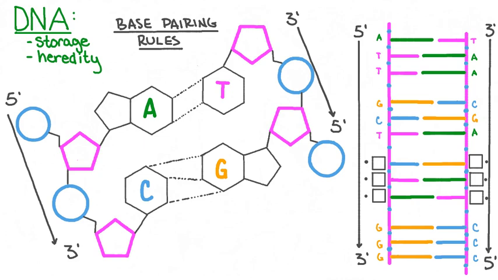If the nucleotide sequence on one strand of DNA, reading from the 5' to the 3' direction, is C, T, A, then what would be the sequence on the complementary strand, reading from the 3' to the 5' direction? Well, the complementary nucleotide sequence would be G, A, T.